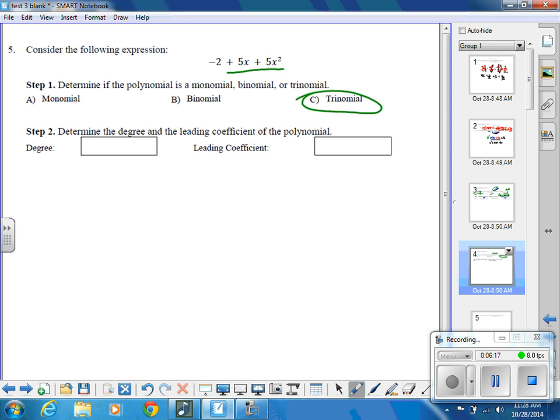The next question says, what's the degree? Well, my exponent is a 2. And what's my number in front of that? A 5. And I'm finished with this problem. That's it for that one.